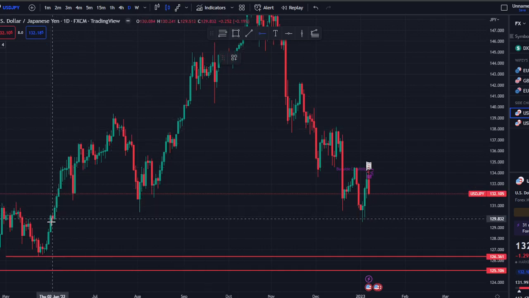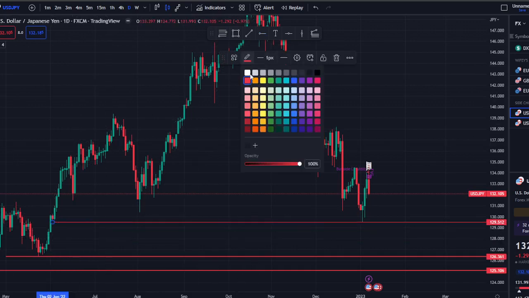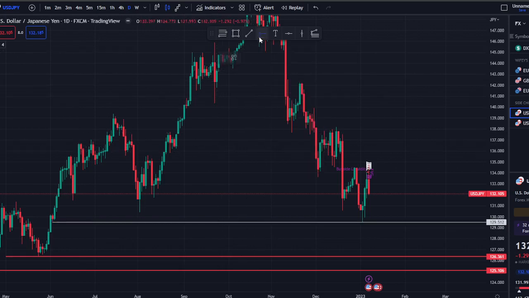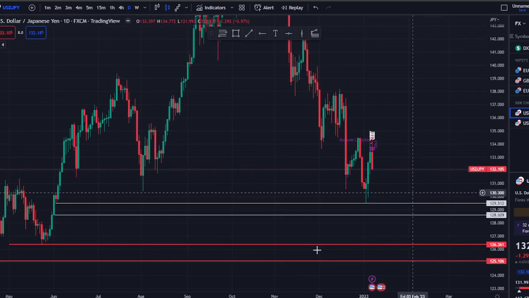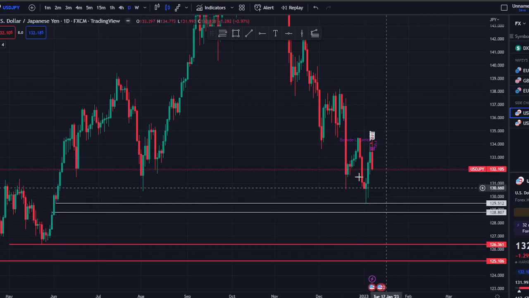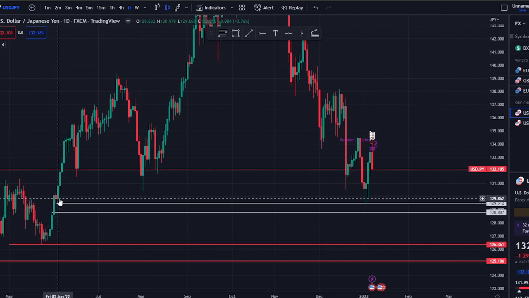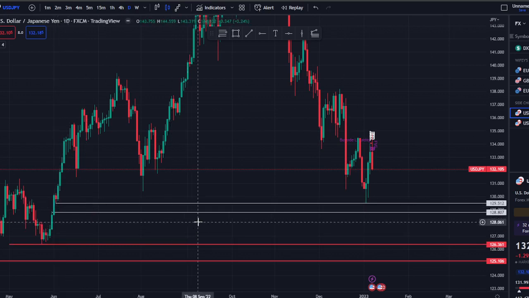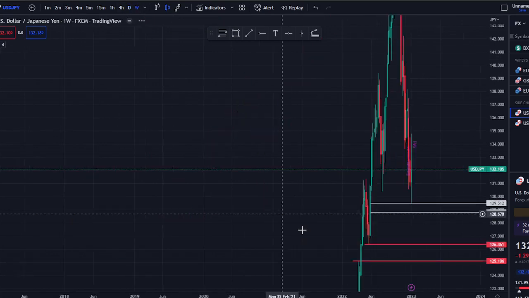This old BISI here, that's our draw on liquidity. So we want to see the markets trade lower. And we're looking at a daily chart right now too. So for the next few weeks or a few days, depending on how volatile these markets are, that's essentially where we want to see these markets going. Let's go back to weekly.